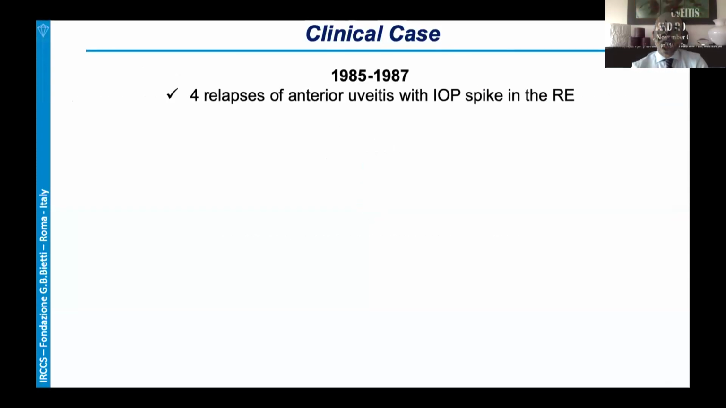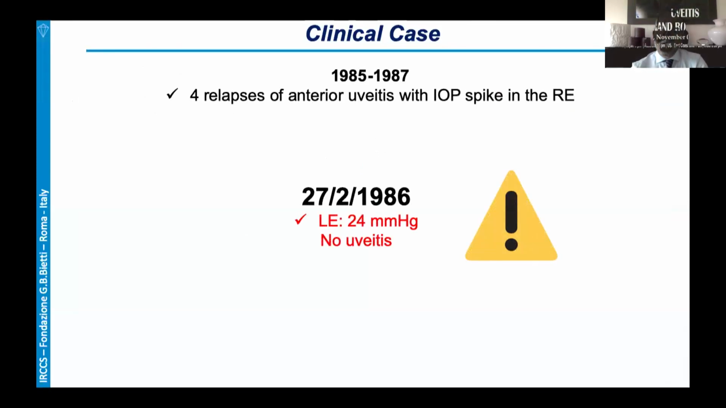In the next 2 years, the patient had 4 relapses of hypertensive anterior uveitis in the right eye, but be careful that in 1986, the patient had the first increase of the pressure in the other eye, so in the left eye, 24 millimeters of mercury without uveitis. So he was started on timolol twice a day as chronic therapy for the left eye, so the other eye.